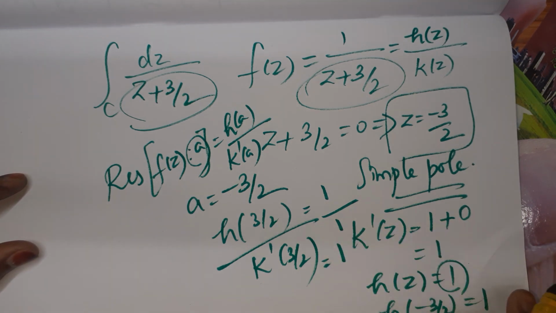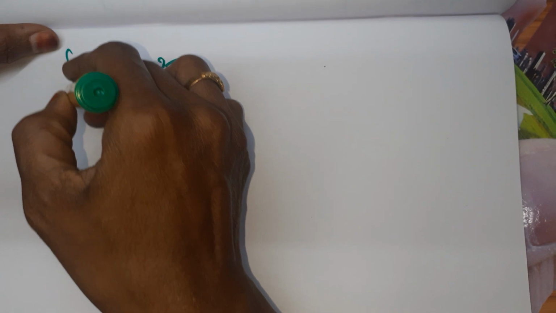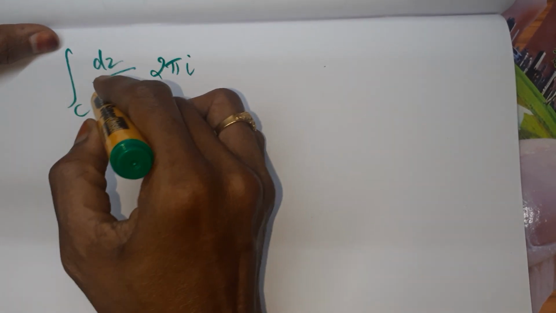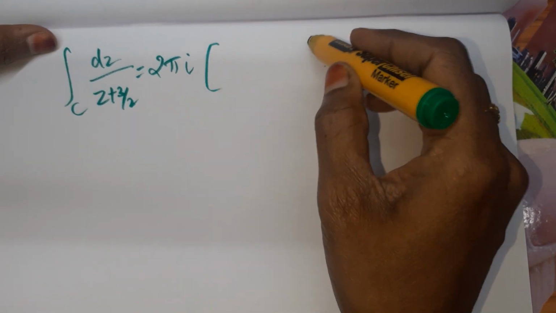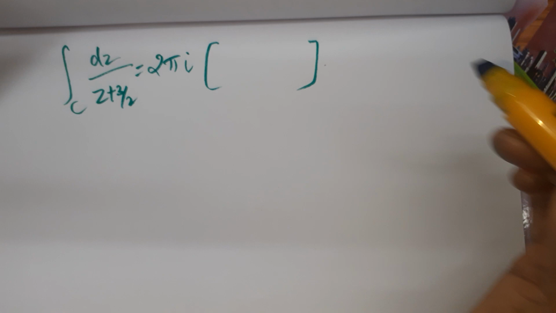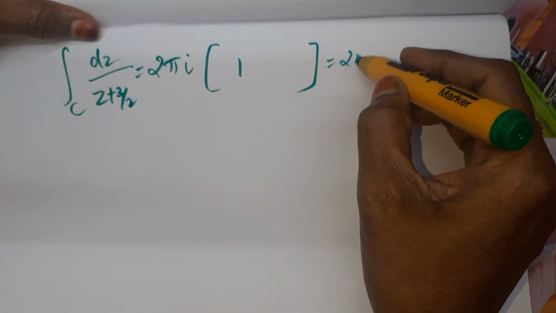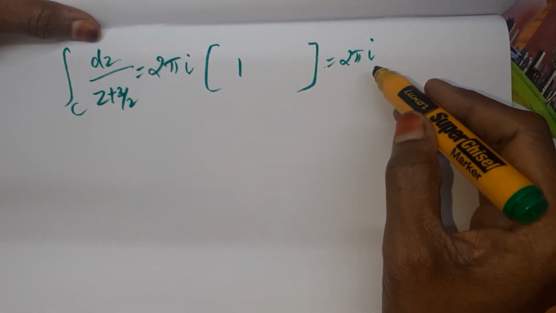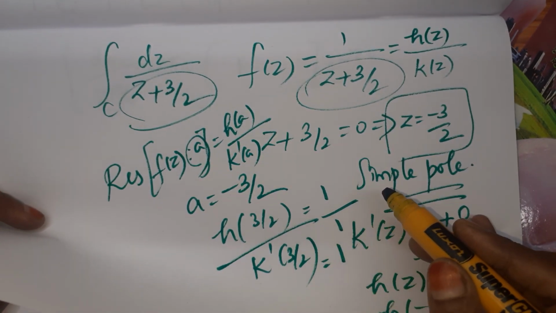So what is the Cauchy residue theorem formula? Integral over c of dz by z plus 3 by 2 is equal to 2 pi i into the sum of the residues. Here only one residue we have, and that answer we got as 1. So 2 pi i into 1, that is 2 pi i. Before actually, I forgot to tell this.